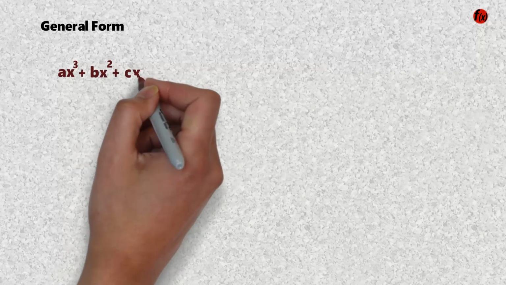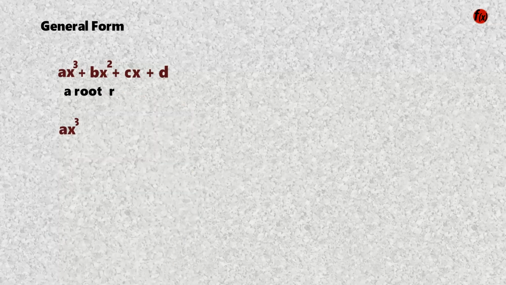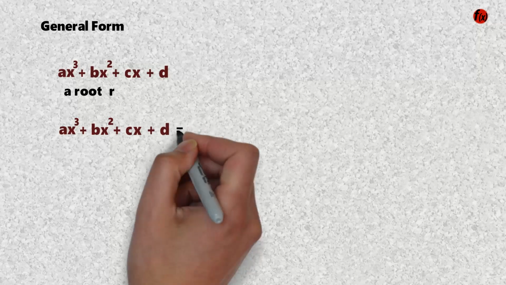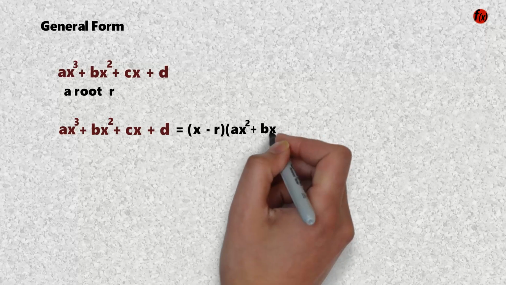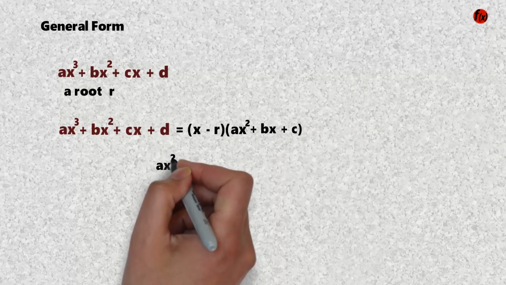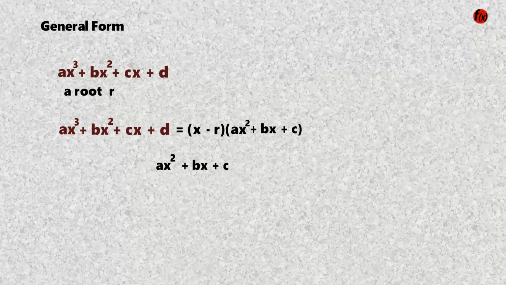General form. For a cubic polynomial x cubed plus b x squared plus c x plus d, if you find a root r, you can write x cubed plus bx squared plus cx plus d equals x minus r, times x squared plus b x plus c. Then, factor the quadratic x squared plus bx plus c if possible.